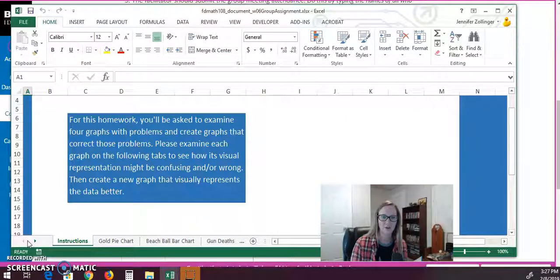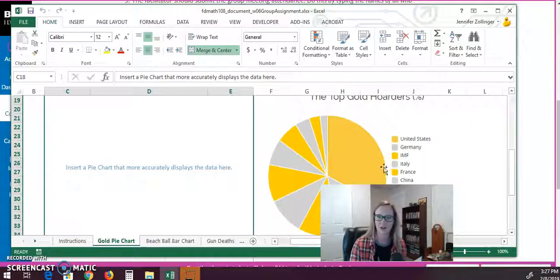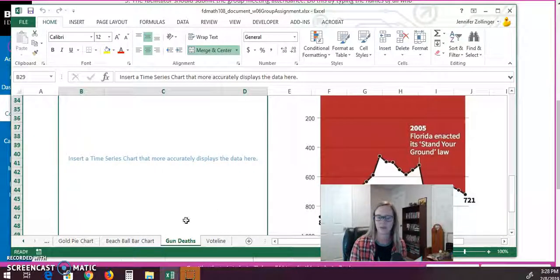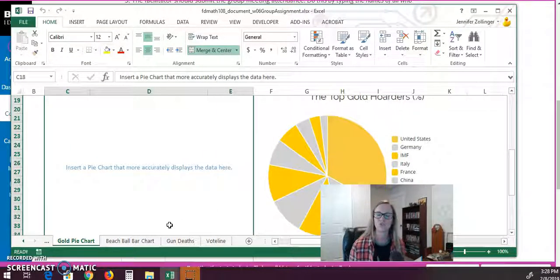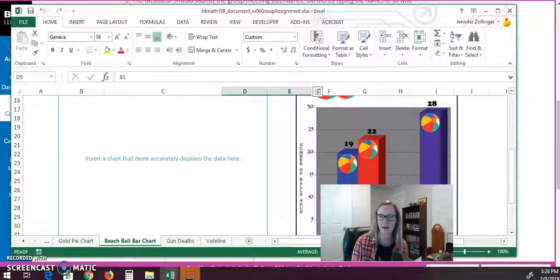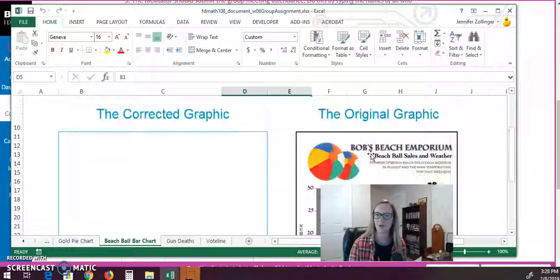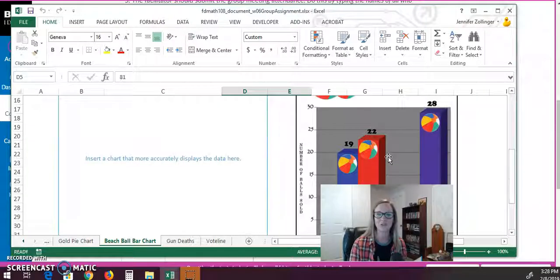What you've got on the spreadsheet are a lot of different charts and graphs, and you need to improve them. These are some really badly done charts and graphs, and you need to come up with something better for each of these. Most of these aren't too bad. I think the area people struggle with most is this beach ball one.